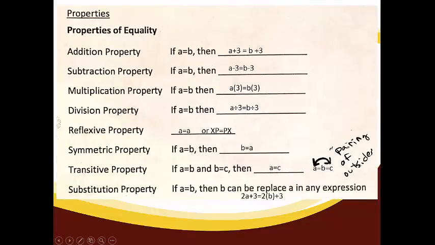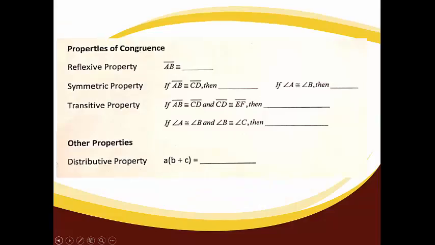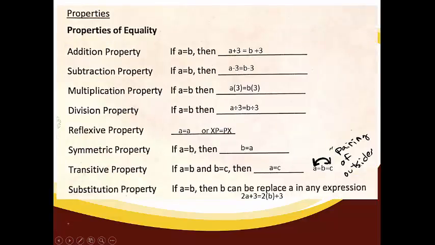As long as two things are equal, then you are allowed to replace one object with the other. So for example, A is equal to B. So in this equation down here, 2A plus 3, I can replace A with B because they are equal. And you guys did substitution a little while ago, so that's not really new.